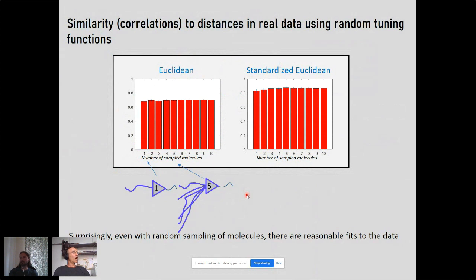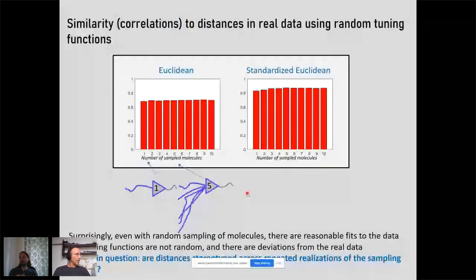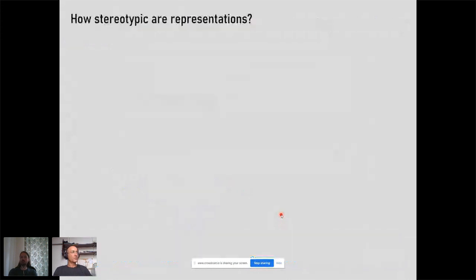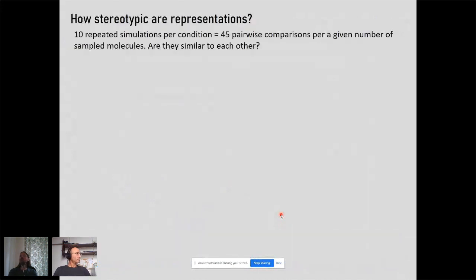So this is one observation, and there are other measures that also reproduce well. But we know that the tuning functions are not completely random, and there are also deviations from the real data. And the main question is whether the distances that we obtain upon repeated realizations are similar to each other. So this is really the question of stereotypy.